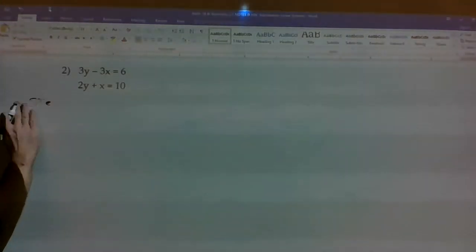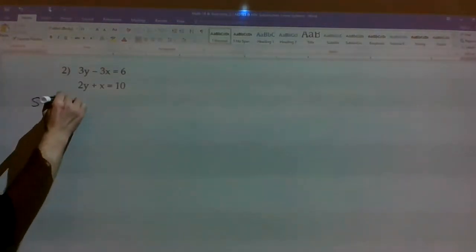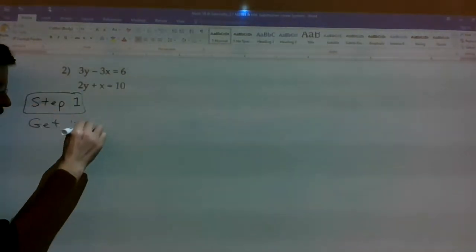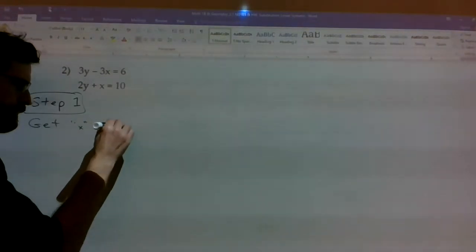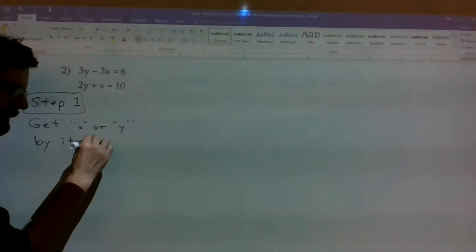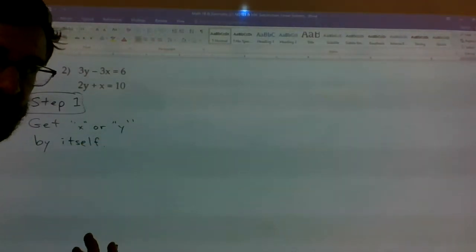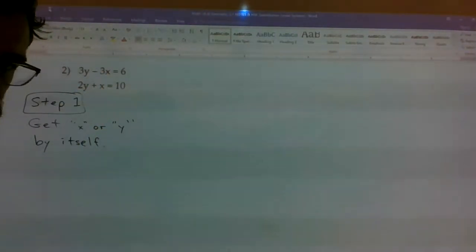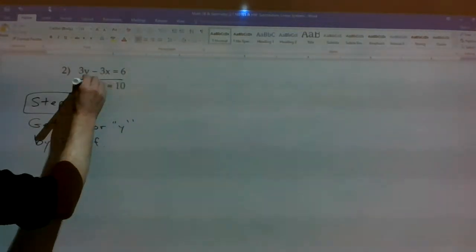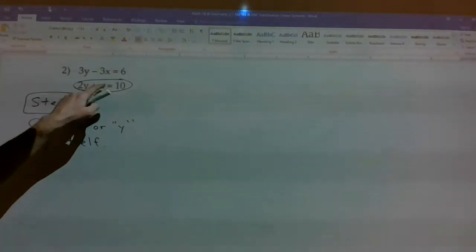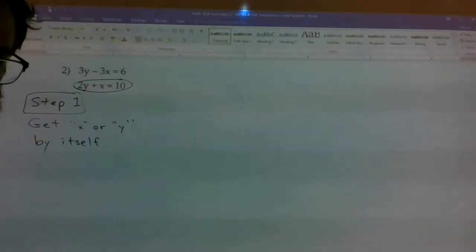Step 1. Get x or y by itself. Solve for x or y. And you're doing it based on convenience. So I'm looking at a 3y, a 3x, a 2y, and an x. The most convenient equation to work with would be the bottom one, because all we would need to do is subtract 2y from both sides to get one of the variables by themselves.